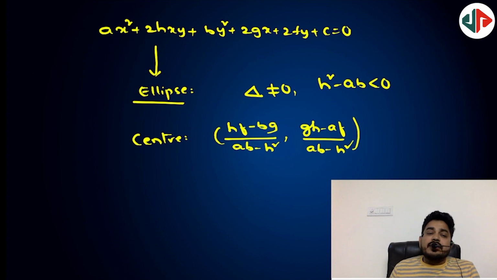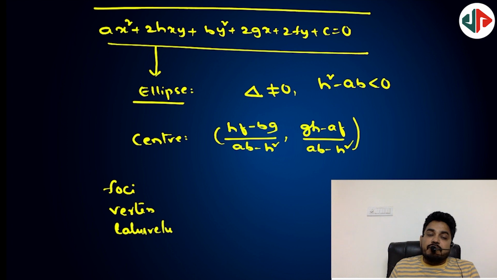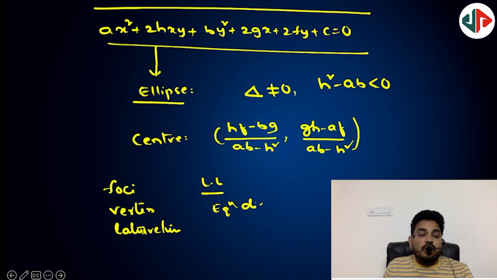And other measurements. Most of the time, they'll give some equation and they'll ask us to find out the foci, vertex, latus rectum, length of latus rectum, equation of directrix. These are the things. Okay. So please read those points.